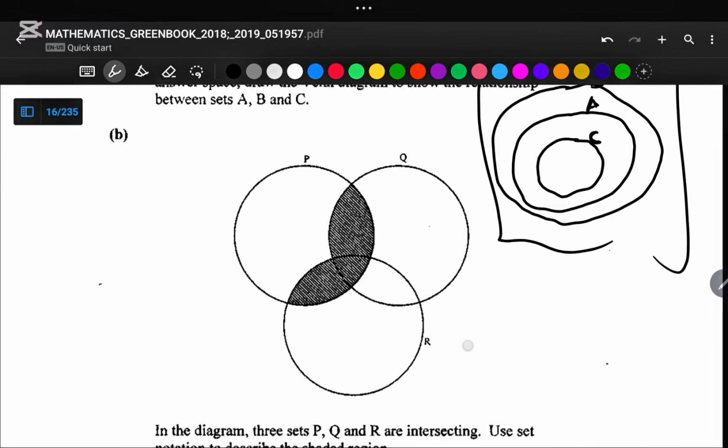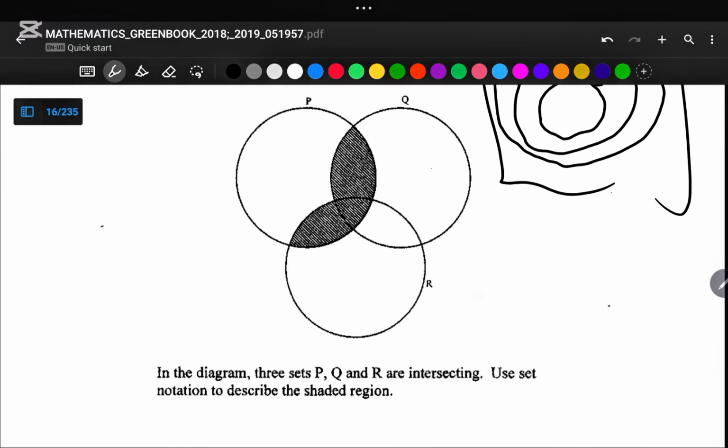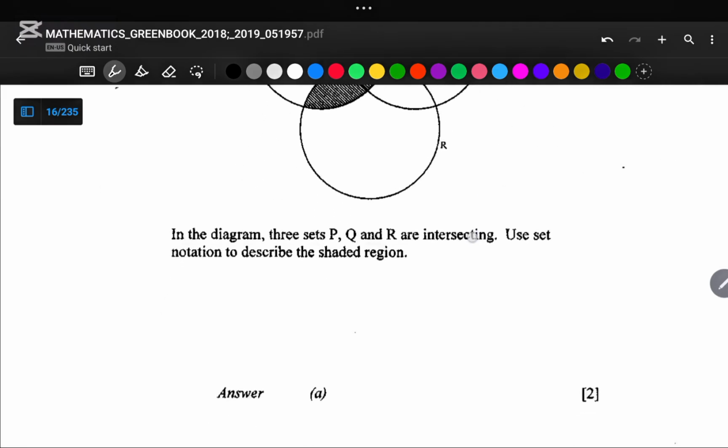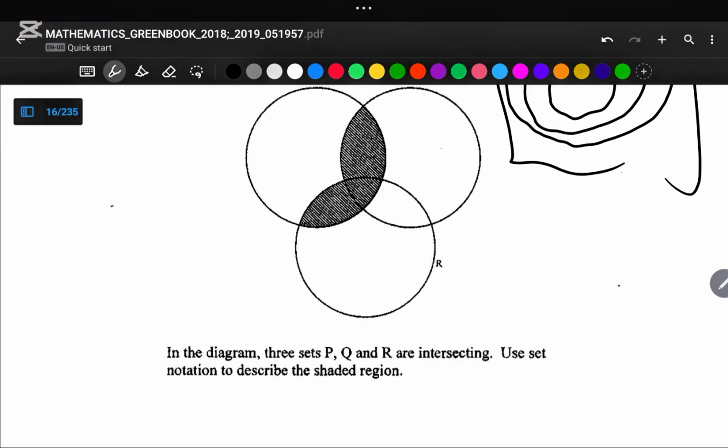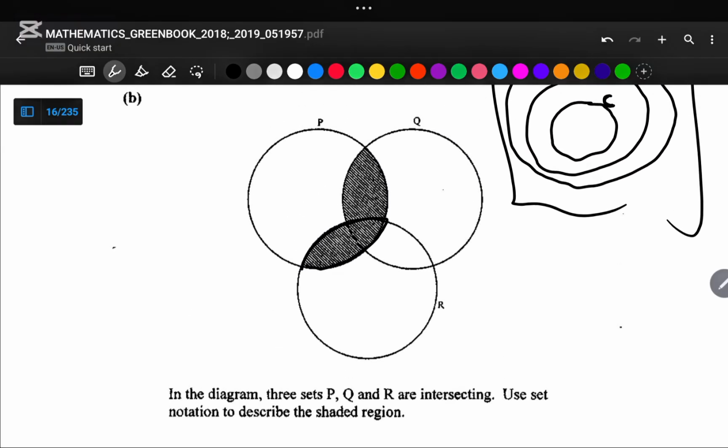The next part of the question says, in the diagram, 3 sets P, Q, and R are intersecting, and you are required to use set notation to describe the shaded region. So the shaded region is the intersection between P and R, and the intersection between P and Q.